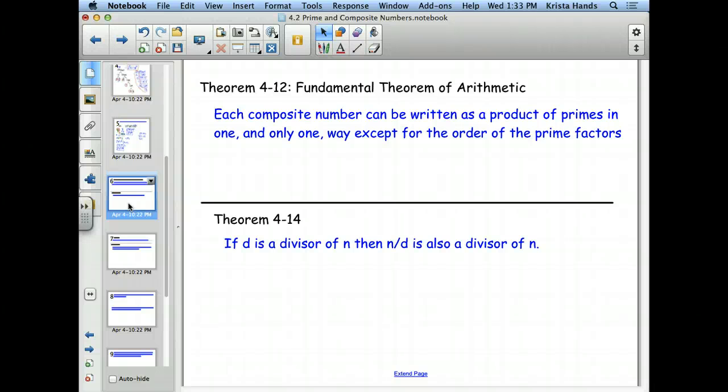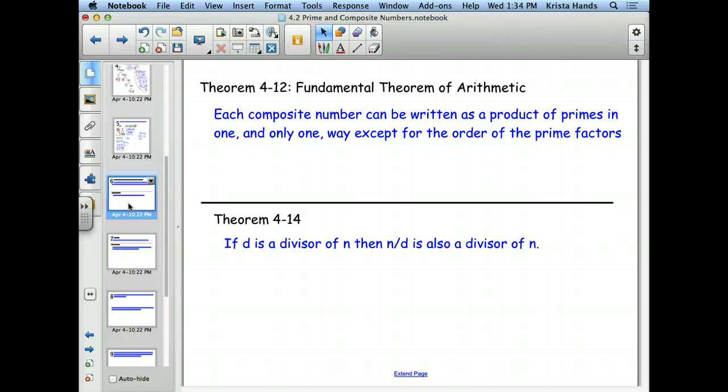The fundamental theorem of arithmetic. I wanted to do this one because I already told you it. It says that each composite number can be written as a product of primes in one and only one way, except that you can switch the order of the numbers. So like 6 can be written as 2 times 3 or 3 times 2. But it has to be written with exactly one 2 and exactly one 3. That's the fundamental principle, or fundamental theorem, depending on what resource you're using, of arithmetic.